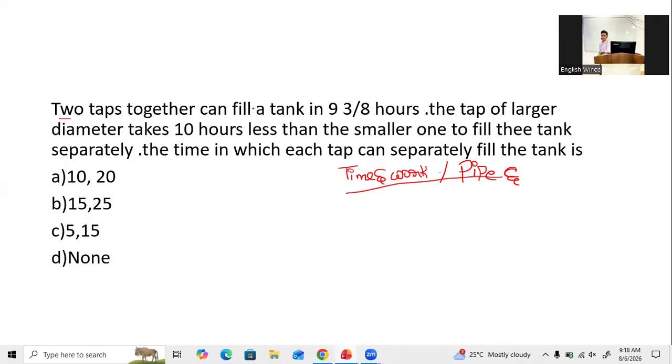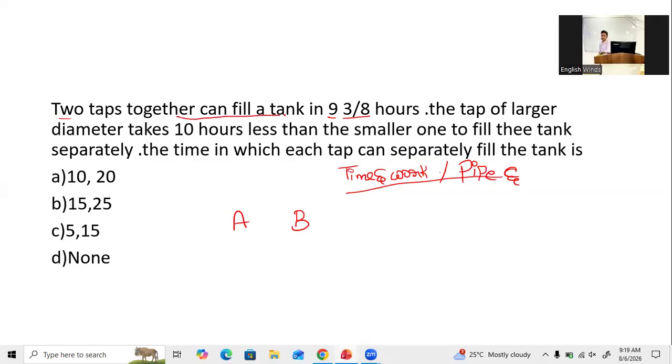Now let's say two taps together can fill a tank in 9 3 by 8 hours. The tap of a larger diameter, let's say the taps are A and B, takes 10 hours less than the smaller one. Then the time in which each tap can separately fill the tank is. There are two methods to solve this, but we'll try the shortcut method.